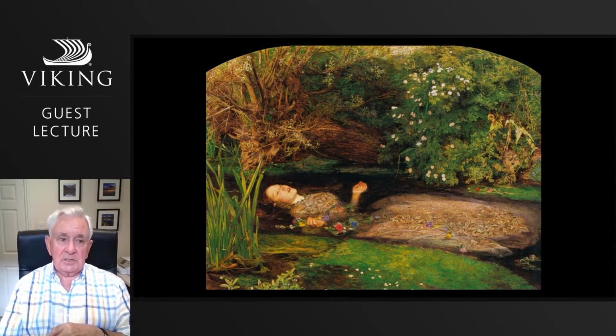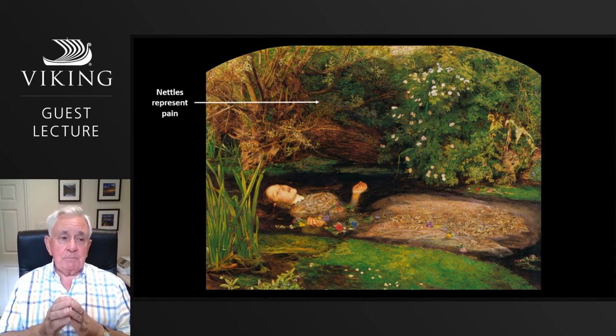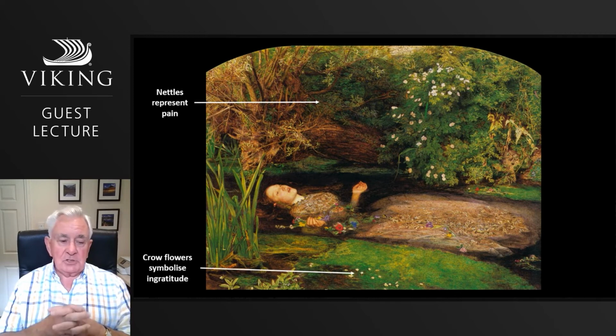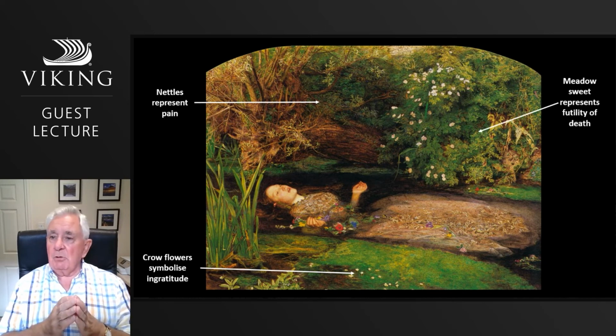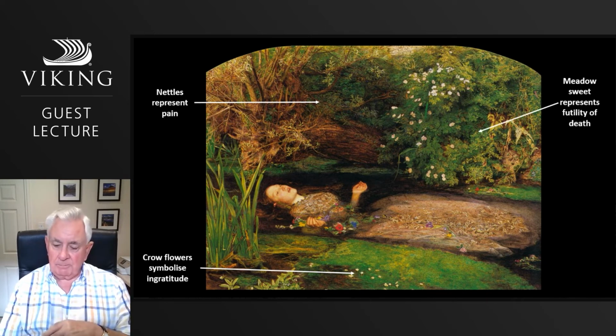So if we start, you see there's some nettles, they're representing pain. Down here there's crow flowers, they symbolise ingratitude. There's something here, a skull, which represents death.